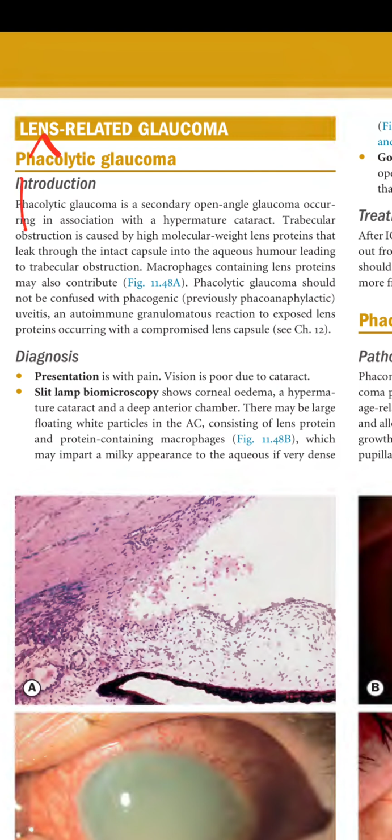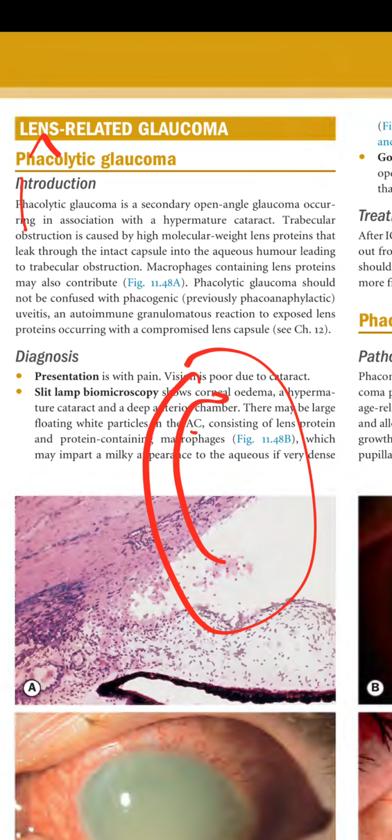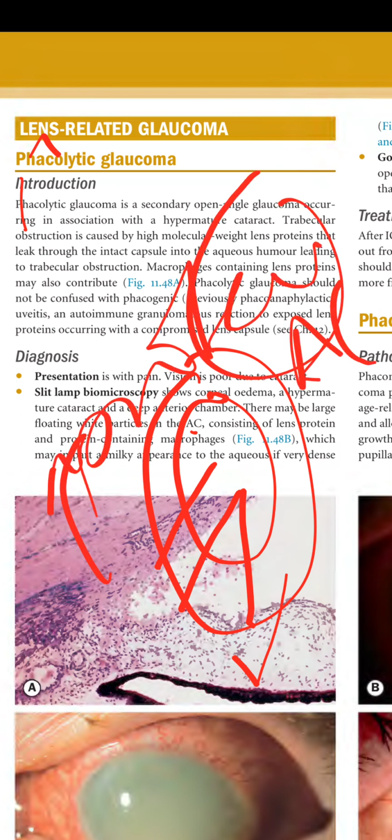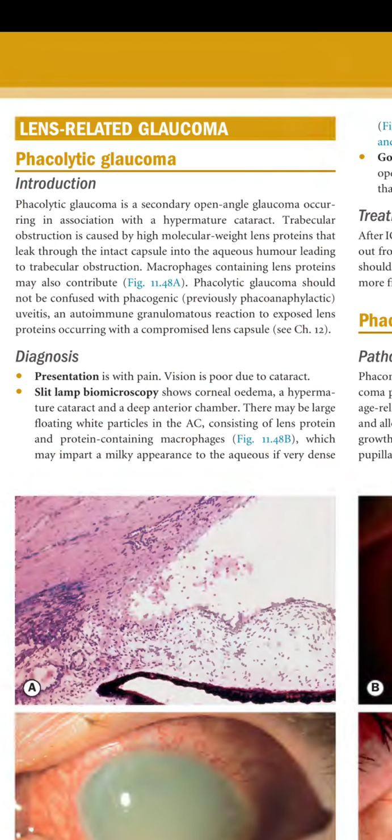So this is phacolytic. Phacolytic means that the mature lens capsule is releasing proteins which cause a reaction in the AC and obstruct the trabecular meshwork. That is how you get the secondary open-angle glaucoma. Macrophages containing lens protein may also contribute. Phacolytic glaucoma should not be confused with phacoanaphylactic, previously known as phacoanaphylactic uveitis, an autoimmune granulomatous reaction to exposed lens protein that occurs with a compromised lens capsule.